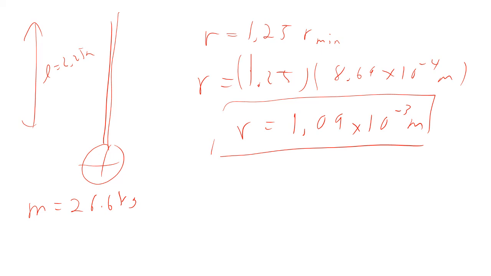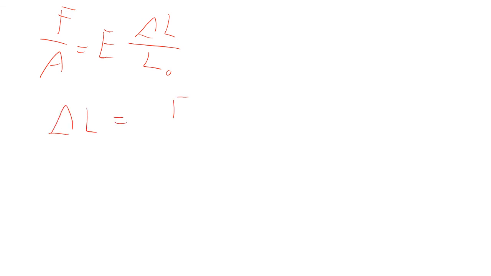And so what I now want to know is how much does it stretch. What is delta L? So we know that stress is modulus times strain. So easy, delta L is going to be F L naught over A E. So F is mg times L naught, A is pi r squared, E.